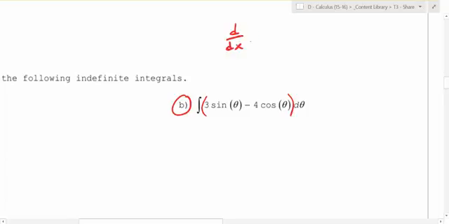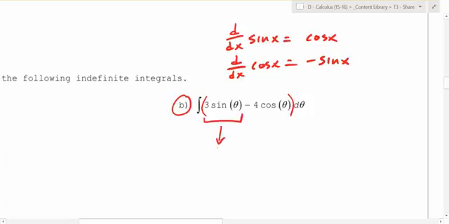What's the derivative of sine? Do you remember? Cosine. That's correct. And what's the derivative of cosine? Negative sine x, right? So you're thinking that is the derivative of what? So sine is the derivative of what? So what does this go up to? Negative cosine of theta. That's correct.